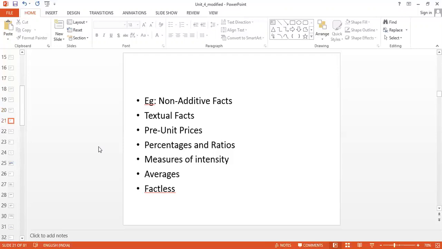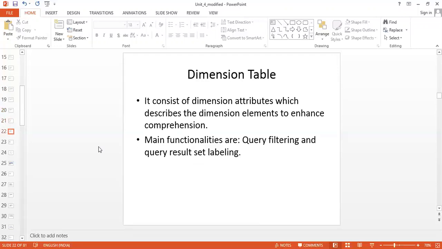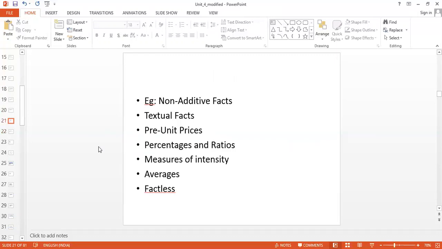The next topic that we have is about dimension tables. So we'll cover this in the next video. Have a look at some of the other examples of non-additive facts, that is textual facts, per-unit prices, percentages and ratios, measures of intensity, averages, and factless.